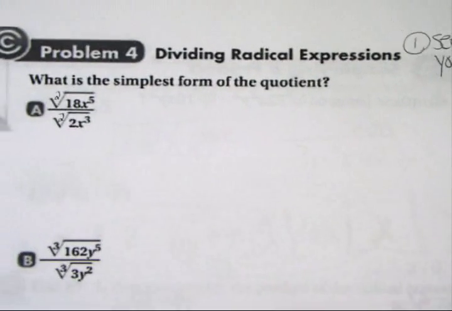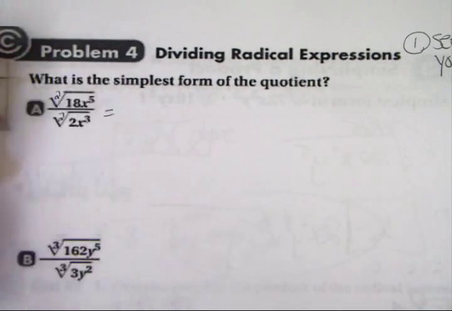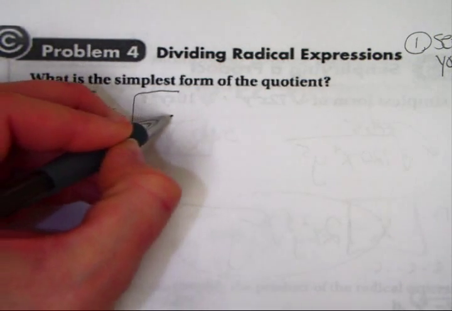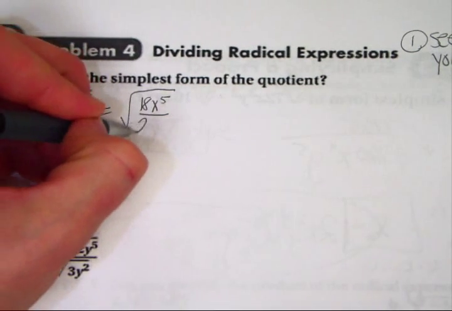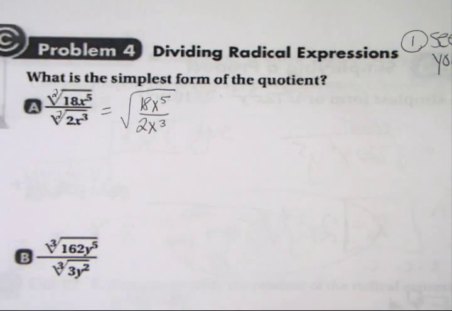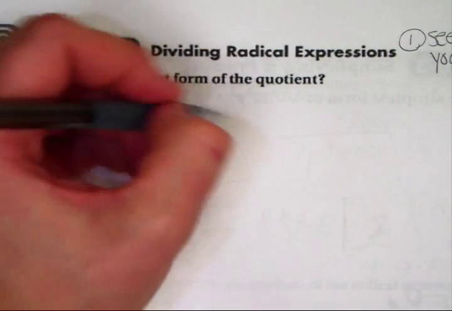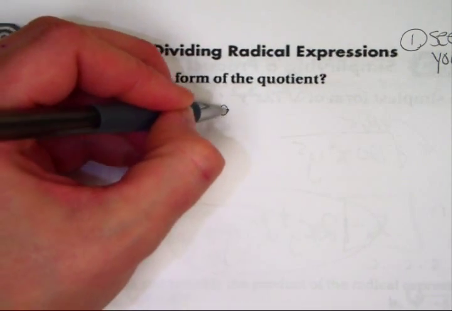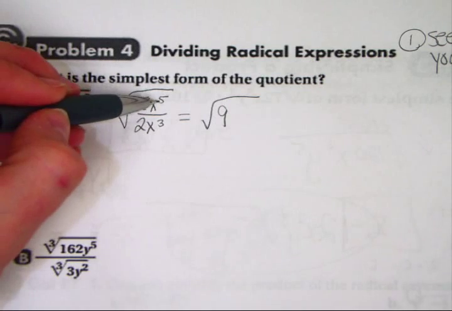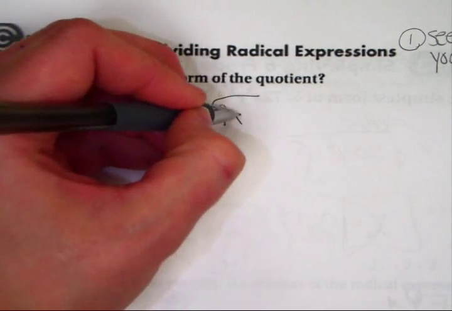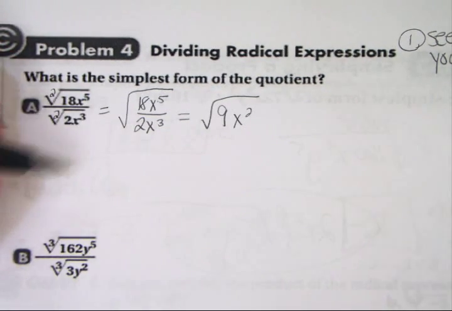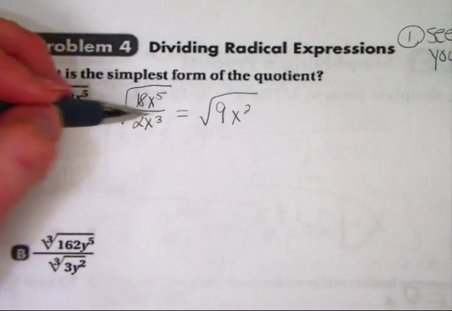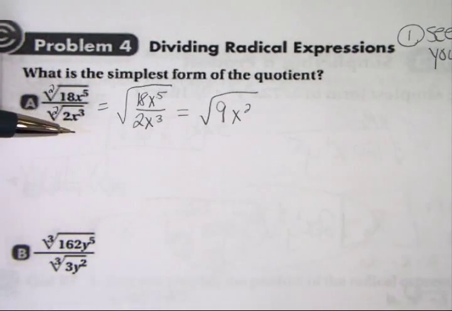So let's look at problem 1. Could you divide these as they are? Absolutely. You could write it as one very large square root, 18x to the 5th over 2x to the 3rd. You could definitely write it like that and then just reduce. 18 divided by 2 is 9. X to the 5th and x to the 3rd becomes x squared, because it's 5 minus 3. There's 5 up here that cancel with 3 down here, so you get x squared left over.